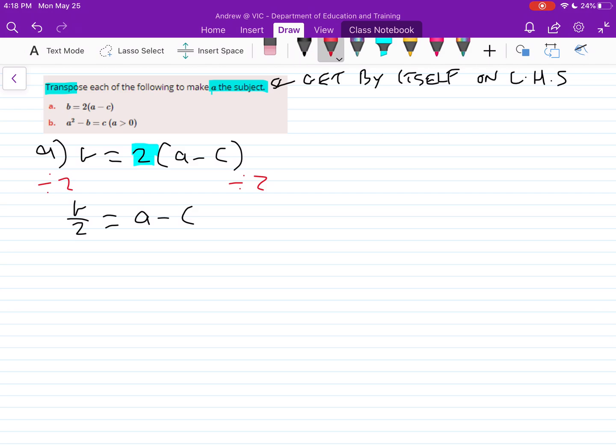So now to get rid of the c, we just need a plus c, just like you would if it was a normal number. So this becomes b over 2 plus c is equal to a. Okay.